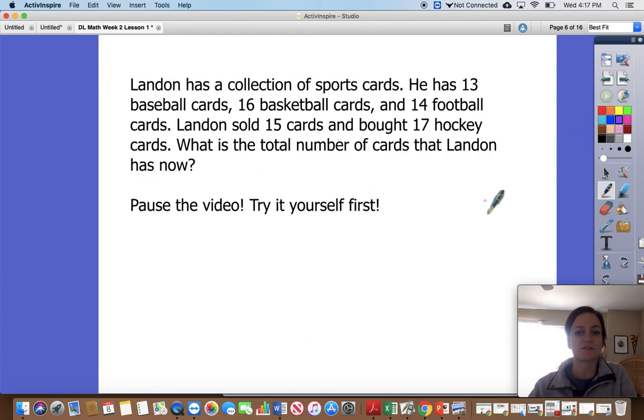Landon has a collection of sports cards. He has 13 baseball cards, 16 basketball cards, and 14 football cards. Landon sold 15 cards, and then he bought 17 hockey cards. Okay, so this has a lot of steps. What is the total number of cards that Landon has now? All right, I want you to pause the video here, try it on your own. Once you find your answer, push play. Go.